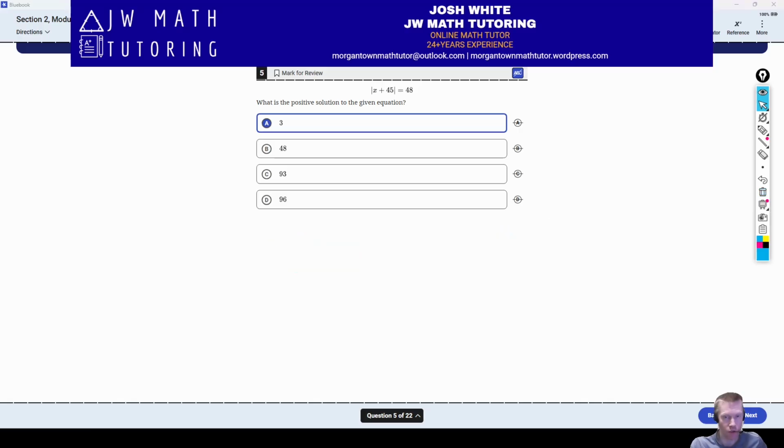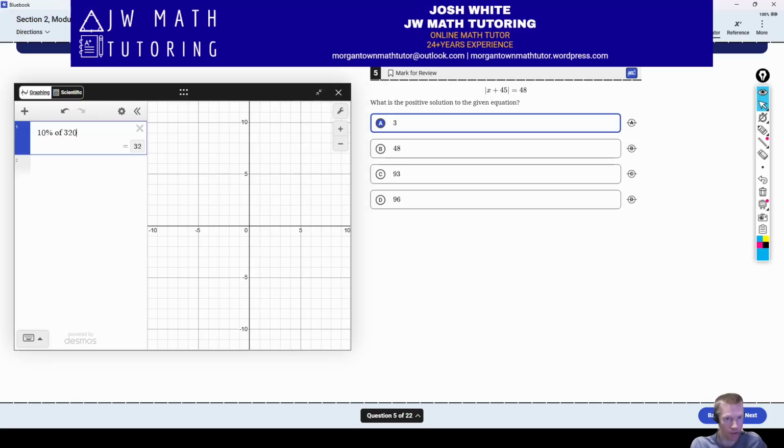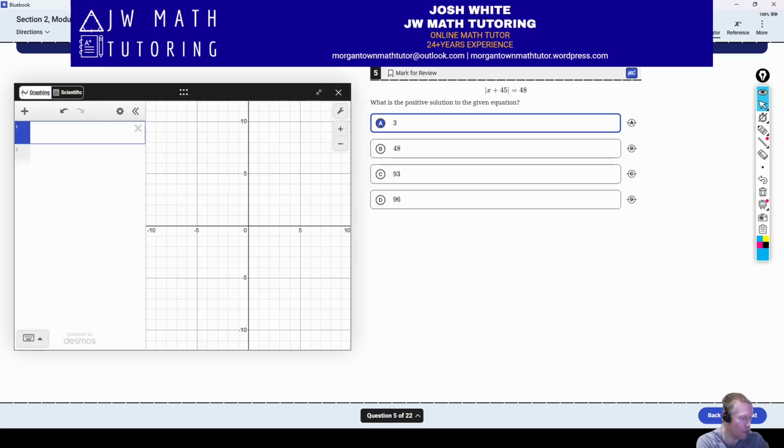Two things. You could also solve this by back solving. And if you're going to do that, I would just go to Desmos and start with the first answer choice, 3 plus 45 in absolute value signs. Does it equal 48? Yes. If you check all the other answers, no, not equal to 48, no, not equal to 48, no, not equal to 48. So you could back solve this and do it that way.